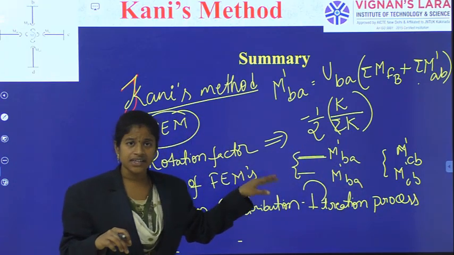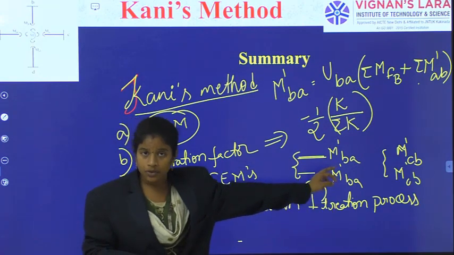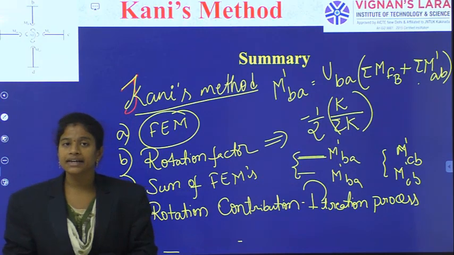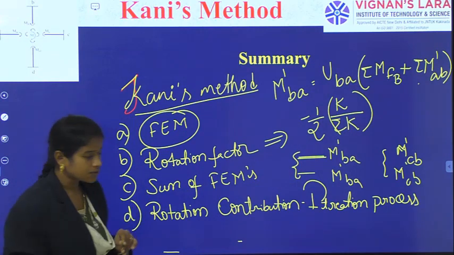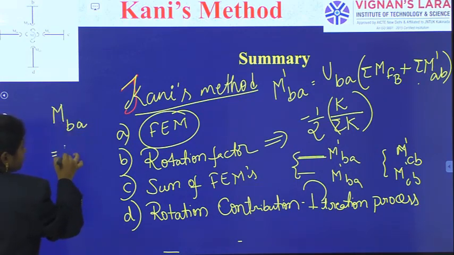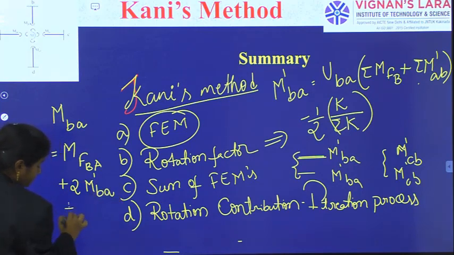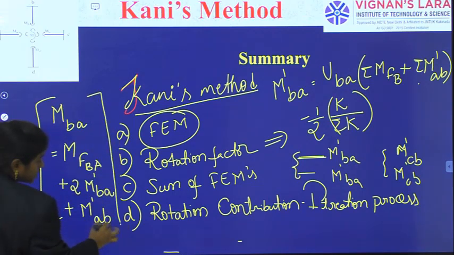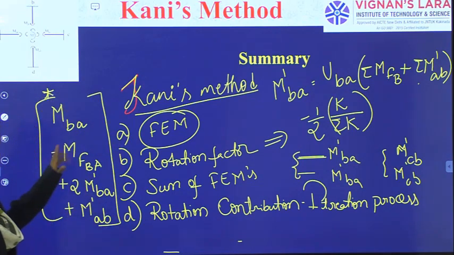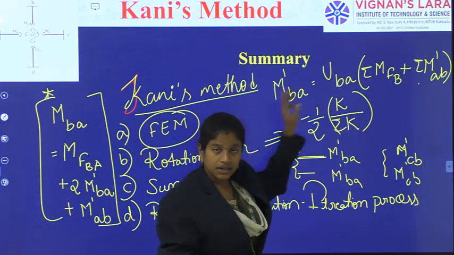Later, after this, how will we calculate the actual support moments? These are rotation contributions only. Now, using the rotation contributions, what is the main step for calculating the actual support moment? So, the actual support moment MBA is equal to MFBA plus 2 times M'BA plus 1 time M'AB. So, using this formula, the final support moment calculation will be over. This is the last step. The starting step is each joint analysis, and the last step is with this.